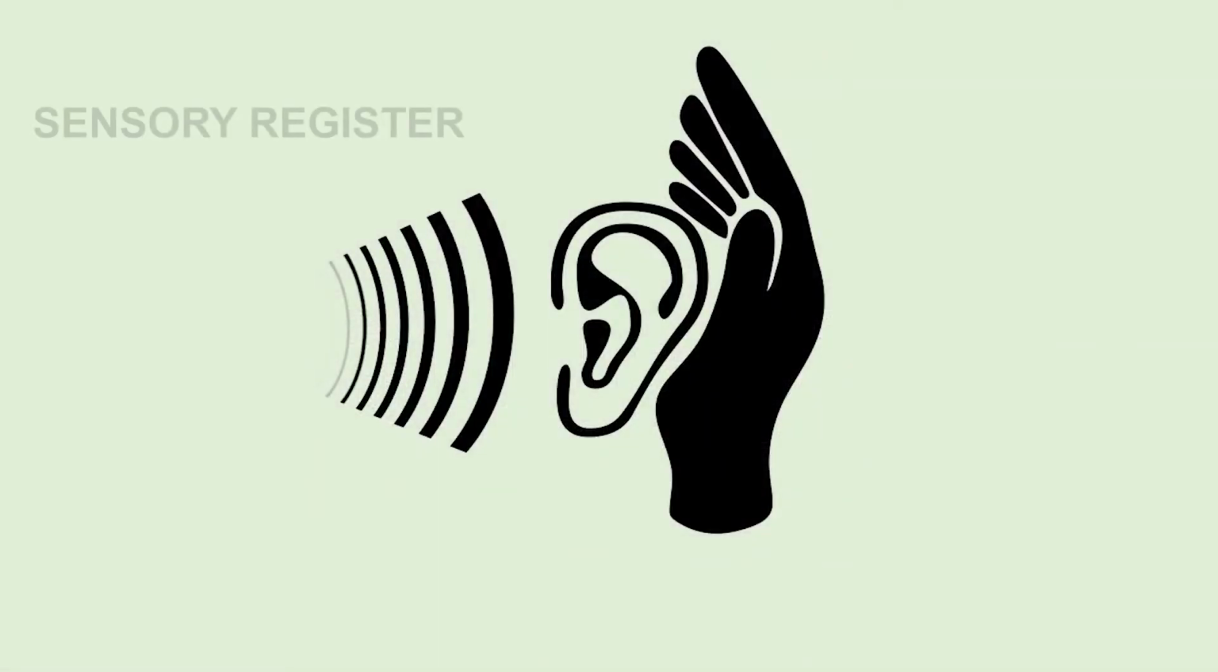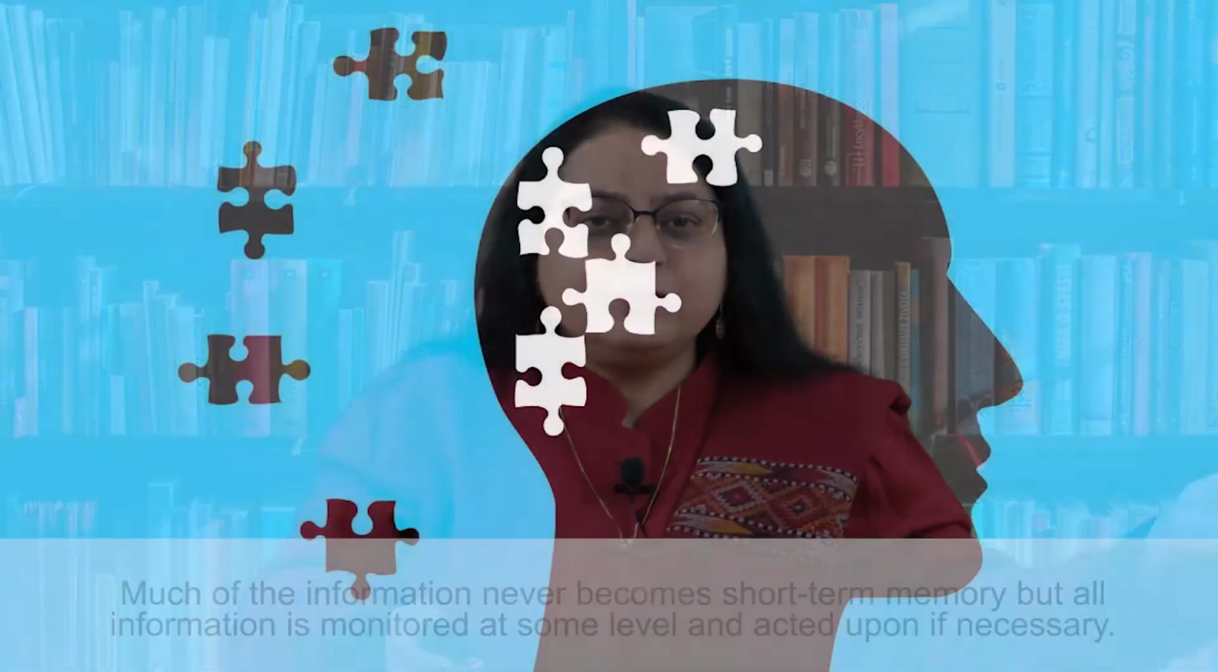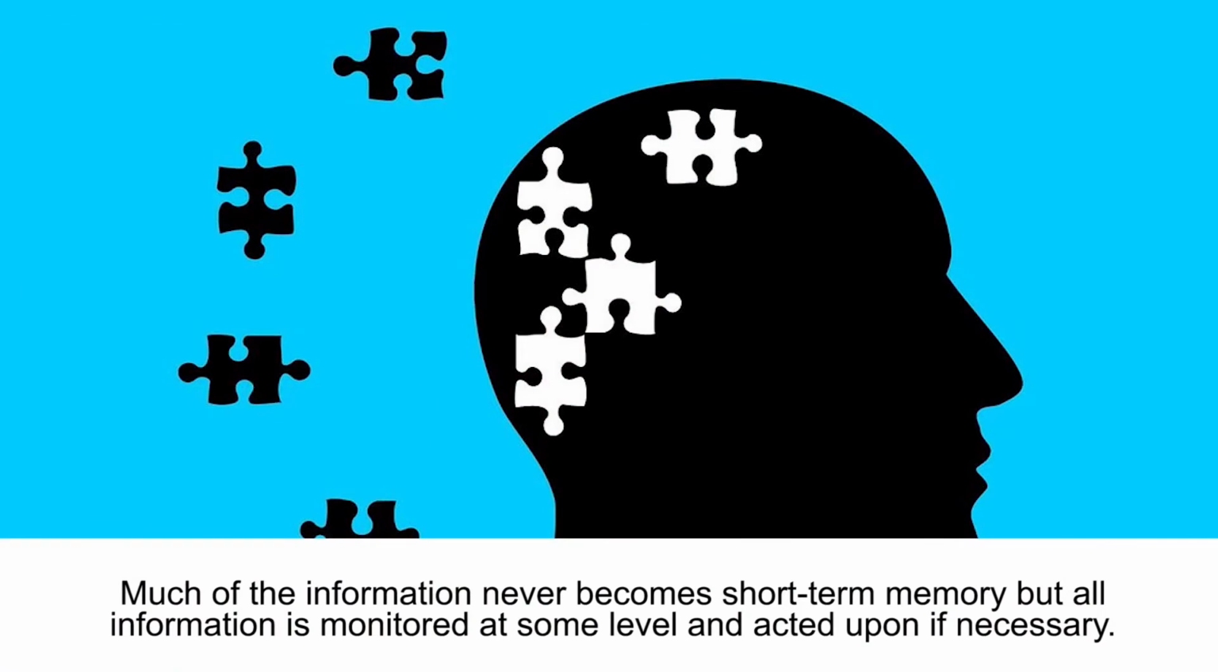When we are talking of the sensory register, input is received from the senses, which lasts from less than a second to 4 seconds and then disappears through decay or replacement. When we are registering things, it is like you show it in a flash and then you remove it. Much of the information never becomes a part of short-term memory, but all information is monitored at some level and acted upon if necessary.